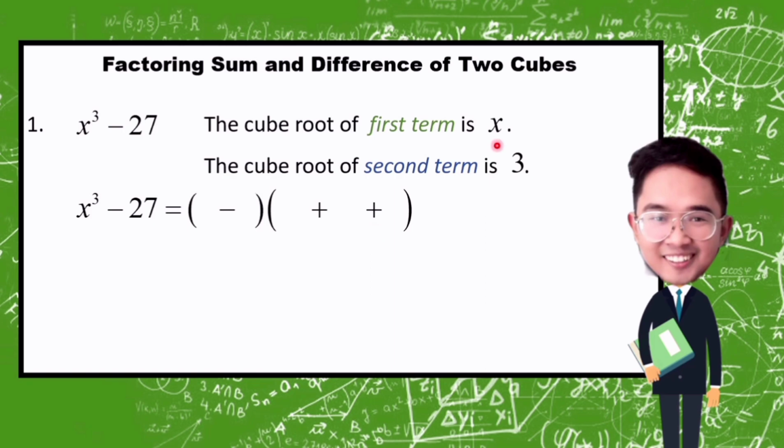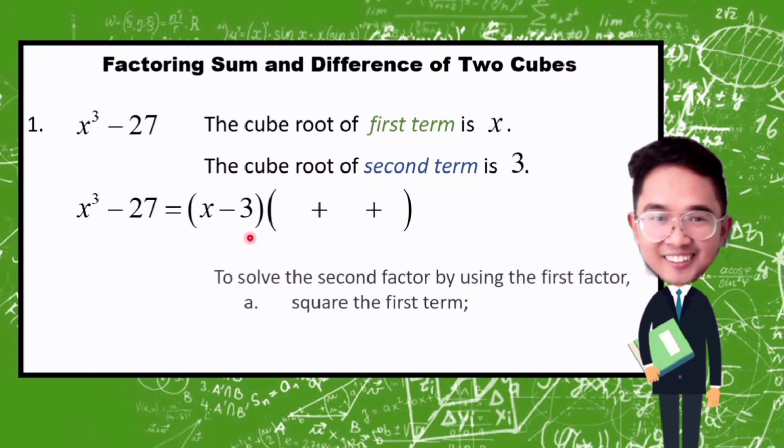Input the cube root of the first term to the first term of your binomial. And then, input the cube root of the second term to the second term of your binomial. So the first factor is x minus 3. In order to find out the second factor, we are going to use the first factor.